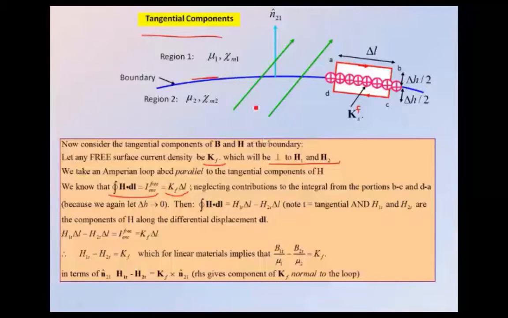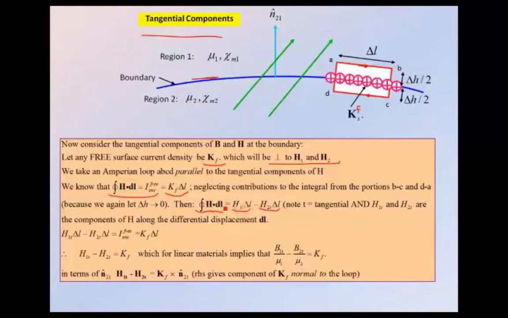If we then do the integral about here, what we find is that if we make these very, very small, these sides do not contribute to the line integral. We're only concerned about the line integral on the two portions here. So what's left is that the line integral around this loop will be equal to H1 tangential times delta L minus H2 tangential times delta L. And how did that come about?